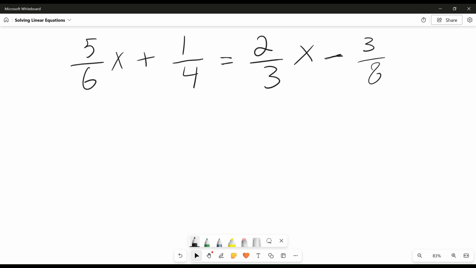Here you want to think, how can I make the problem look nicer? And what makes the problem hard to solve or even hard to look at is the fractions. So the question is how to get rid of the fraction. You want to find what number goes into the 8, the 3, the 4, and the 6. So you have to look into your multiplication table.